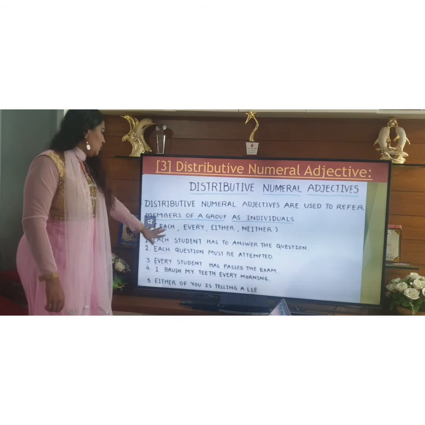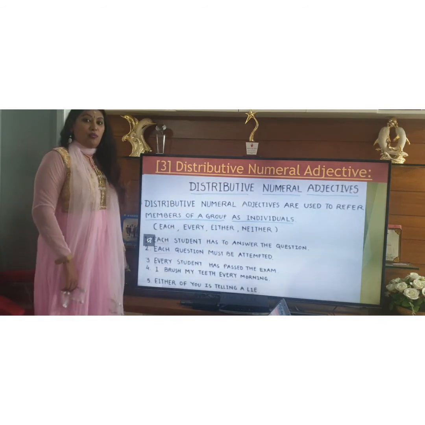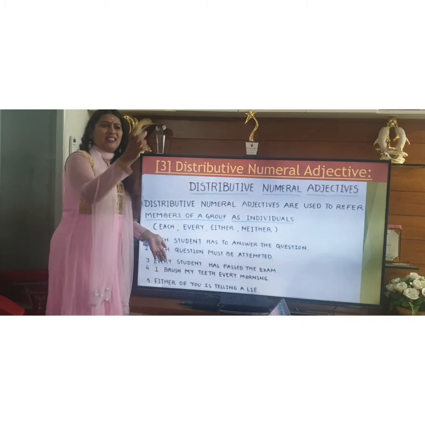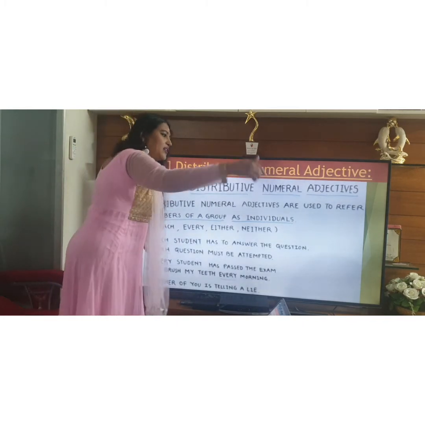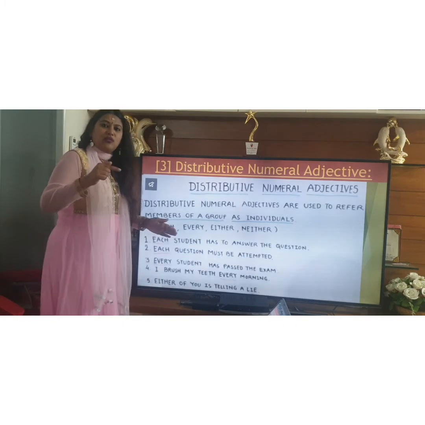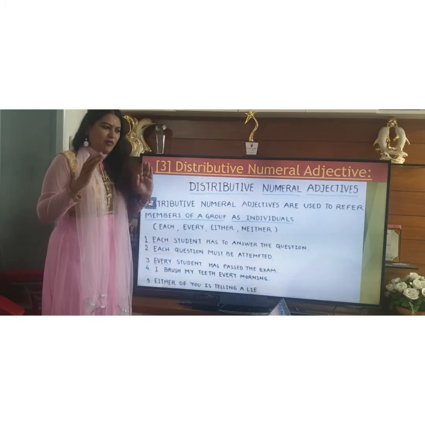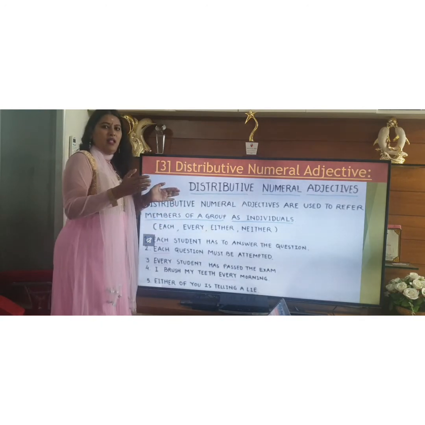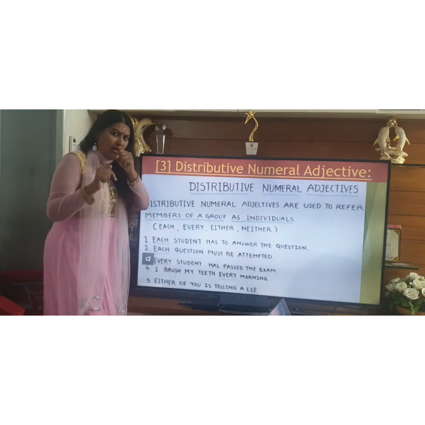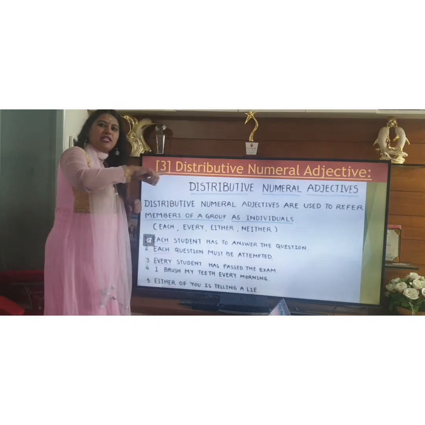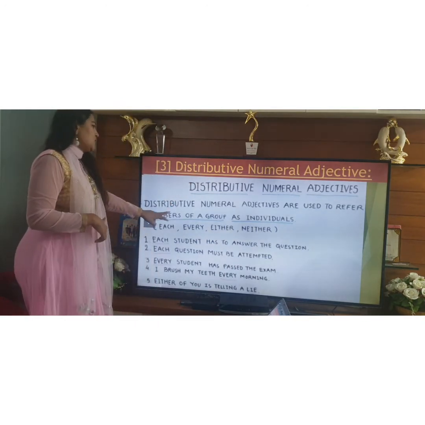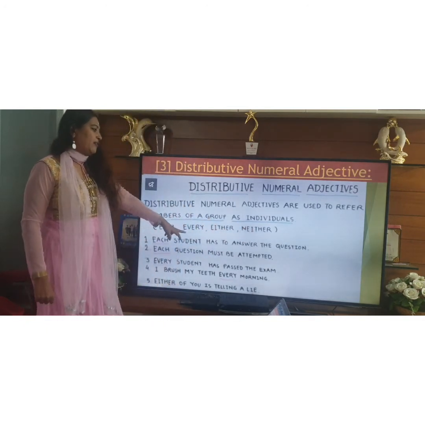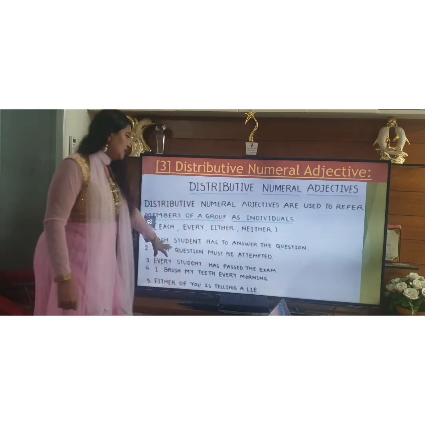Distributive numeral adjectives are used to refer to members of the group. Let it be group, let it be class. I don't say this particular class. I'm talking about the members of the class. If I'm planning to organize a game, that game will be only for my class. Who can be the participant? The members can be the participants. So the words that we use for a distributive numeral adjective are each, every, either, neither.